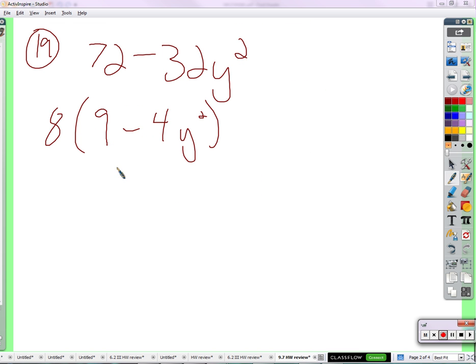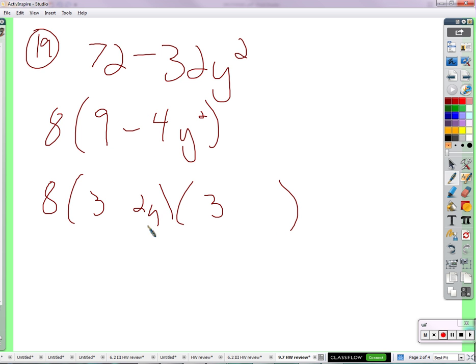27. So the square root of that is 3. And the square root of this is 2y. Throw a positive and negative in there, we could be sure that if we were to multiply it out, it would come back out to 9 minus y squared. That's how we can make it factorable.